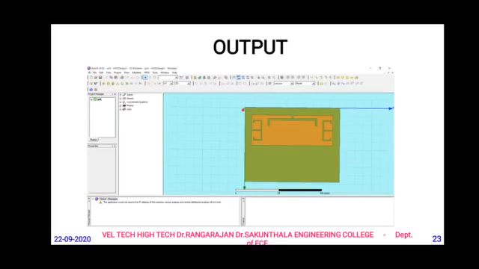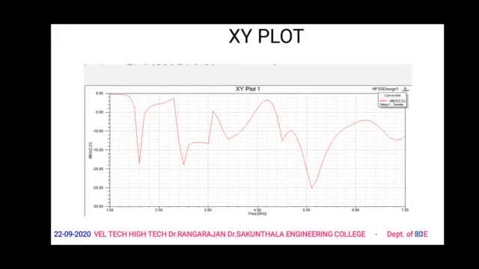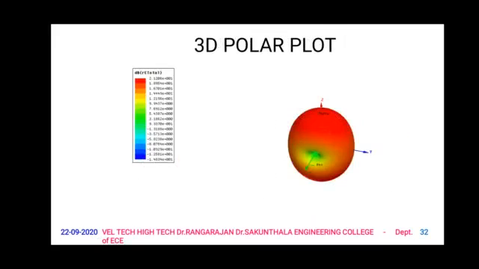This is our front view of the dual band antenna. Rear view of the dual band antenna. XY plot of the dual band antenna. Radiation pattern, 3D polar plot.